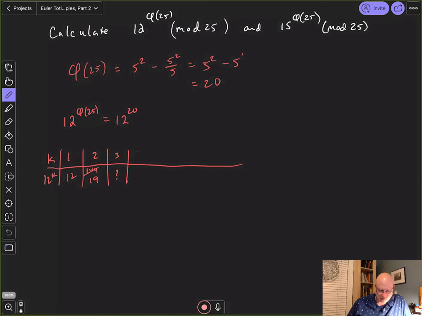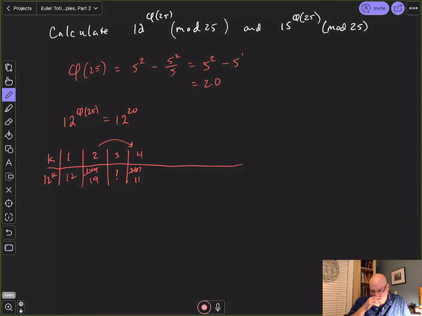So I'm going to skip over to 12^4, because 12^2 squared is 12^4. So if I just take 19 and square it, what do I get? I get 361, which is pretty close to 350, which is 11. So I know that 12^4 is 11. Now I'm going to do this kind of repeated squaring thing to get myself to 20.